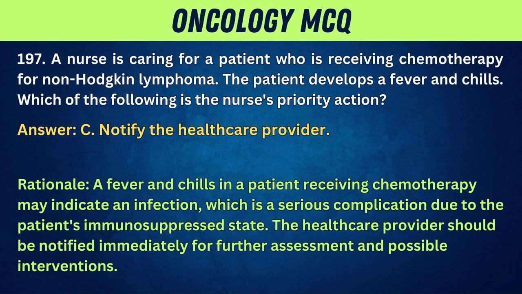Notify the healthcare provider. Rationale: a fever and chills in a patient receiving chemotherapy may indicate an infection, which is a serious complication due to the patient's immunosuppressed state. The healthcare provider should be notified immediately for further assessment and possible interventions.